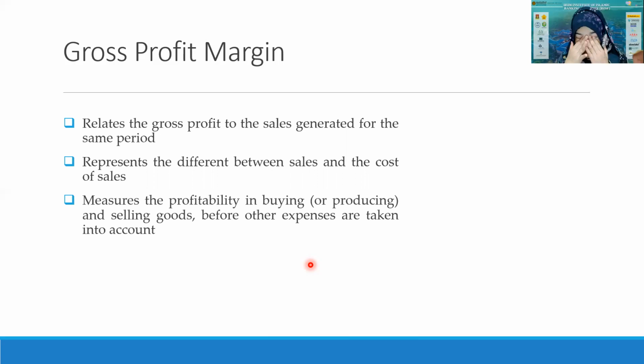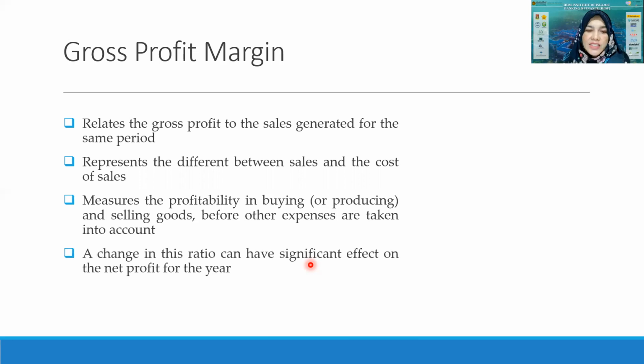So it is before we deduct the sales and promotion, before we deduct the administrative expenditure. So the first level is gross profit margin, whereby we take the amount of revenue and minus the amount of cost of goods sold. Then we get the gross profit margin. We are not yet deducting the sales and promotion and the administrative expenditure.